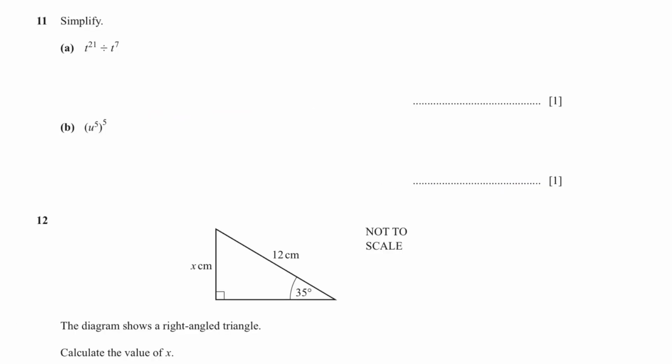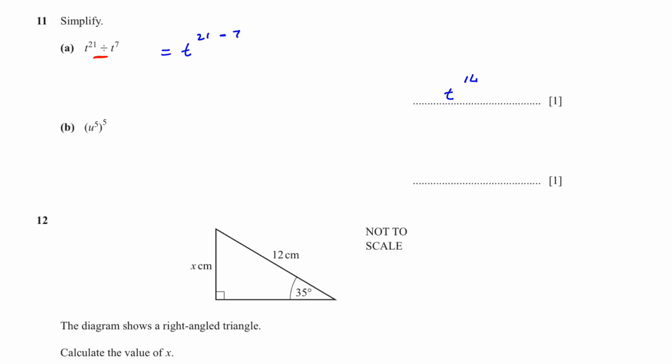Question number 11, simplify. These two are indices or exponent questions. You need to know the indices and exponent rules very well. The first one is t to the power of 21 divided by t to the power of 7. Whenever there is a divide, we subtract the powers. So that will give you t to the power of 14.